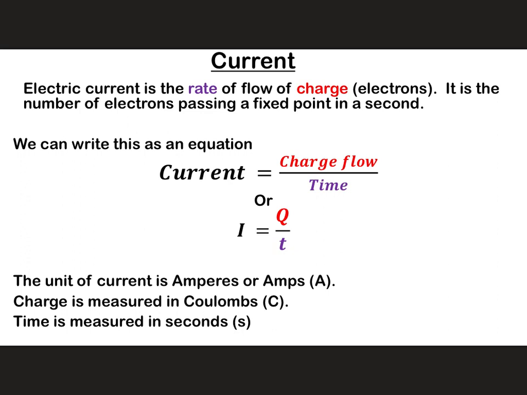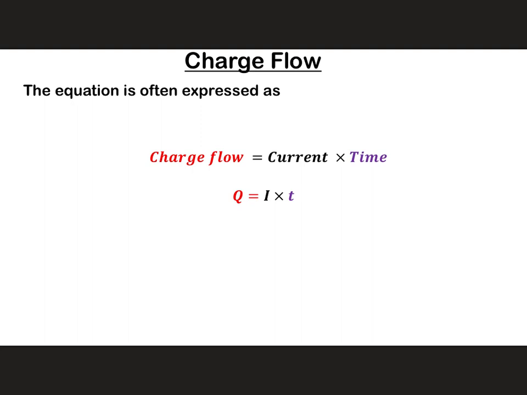We also need to be aware of the units for the different values in this equation. So current is measured in amperes, which has the symbol capital A. Charge is measured in coulombs with the symbol C, and time is measured in seconds with the symbol s. You'll often see the equation expressed in the form below, where charge flow is equal to the current times time, Q equals I times t. On the next slide, we're going to look at a worked example using the equation in this format.